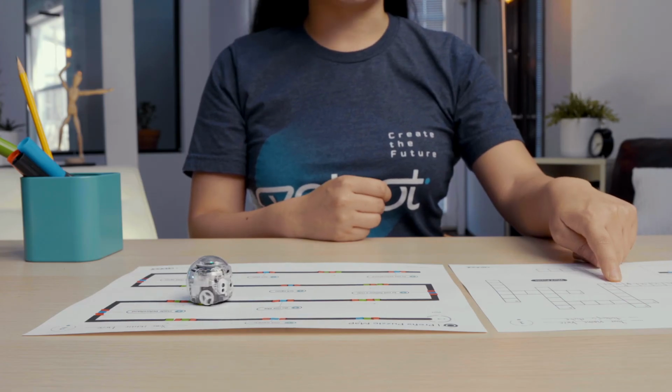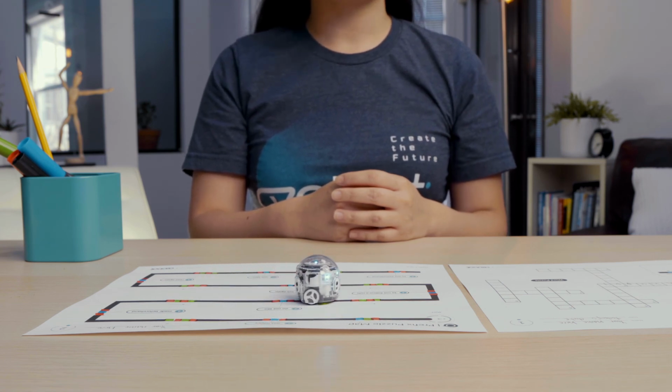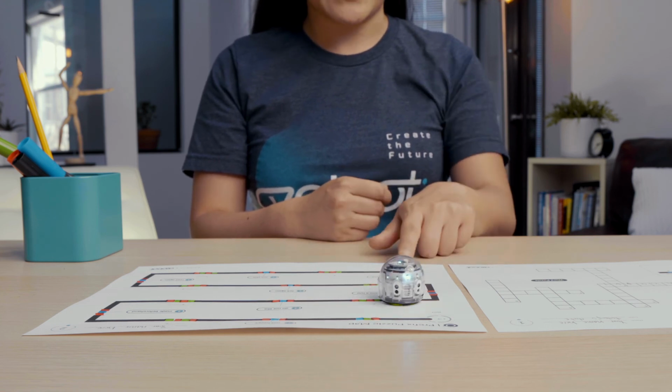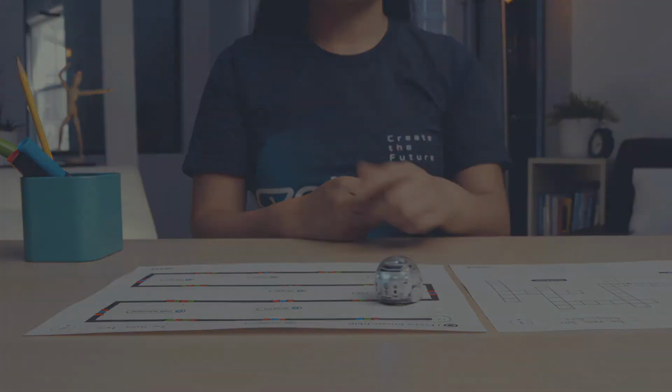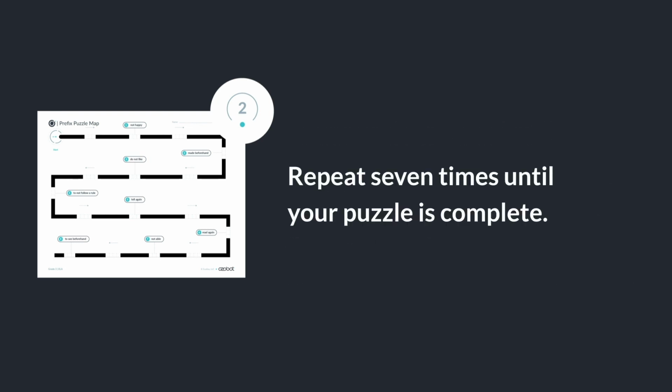Now that you know how to play the game, complete the puzzle. Remember to put Ozobot back on start each time and to try to figure out the missing word in the puzzle before it gets to the end of the path. Can you put Ozobot on start, read the next definition, find the word to match, and write the word in the puzzle? Repeat 7 times until your puzzle is complete.